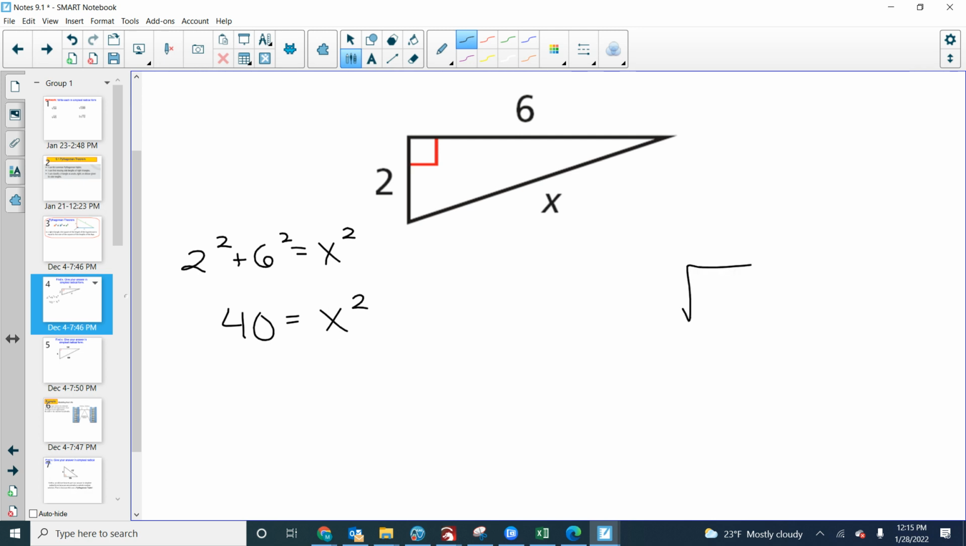So you should have square root. And then second negative will insert the previous answer of 40 into the square root. Do you agree? Hit enter. Did you get 6.32?